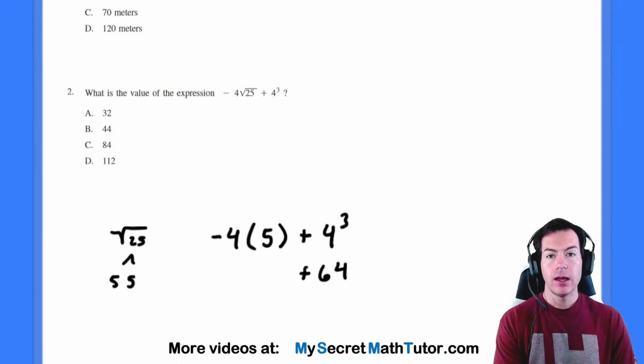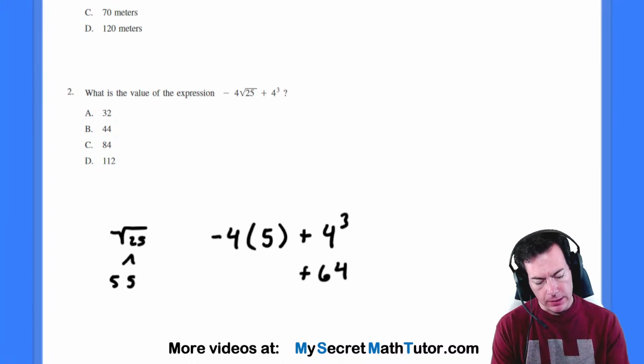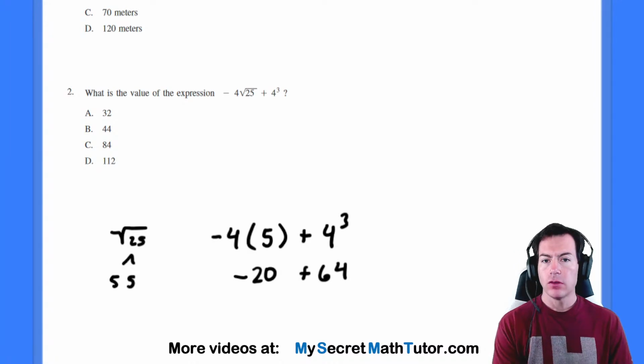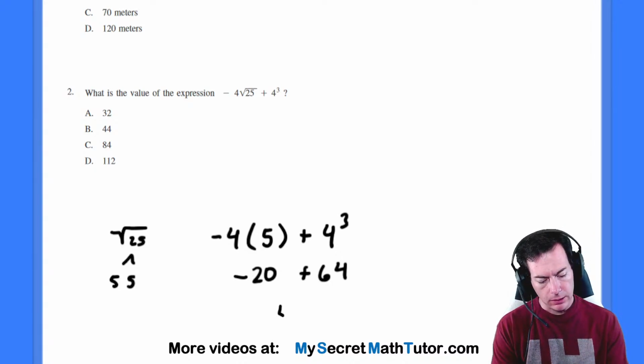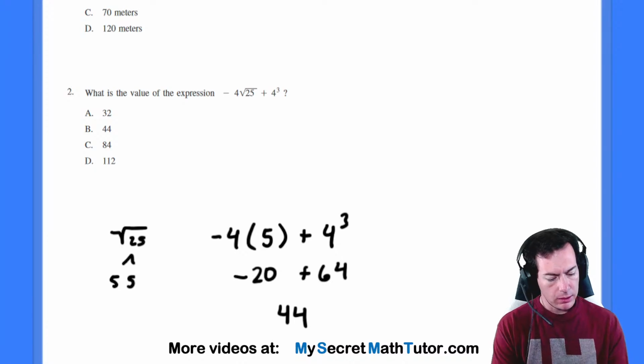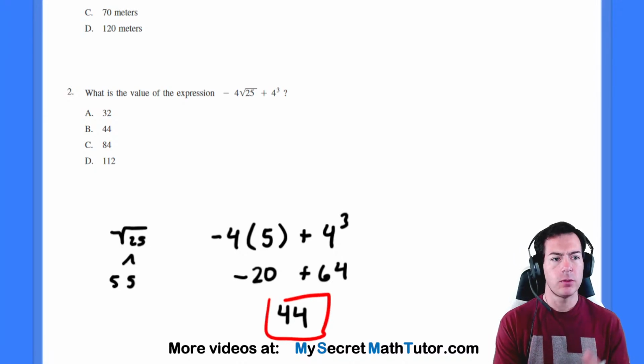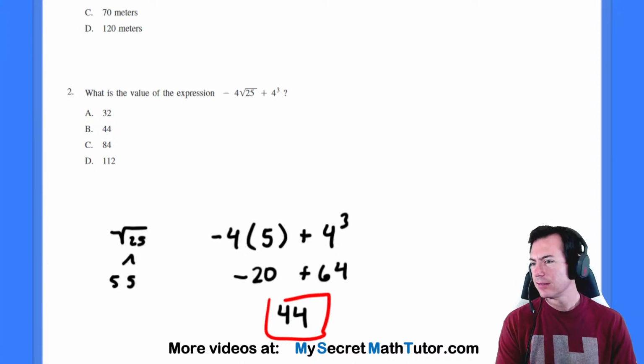Excellent. So now we just have the negative 4 times 5, that is a negative 20. So in the end, we're taking a negative 20, adding a 64 to it. That'll give us a grand total of 44. Let's go ahead and put a nice little red box around that so we know which one we're looking at. Very nice.